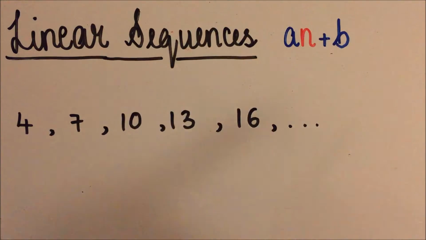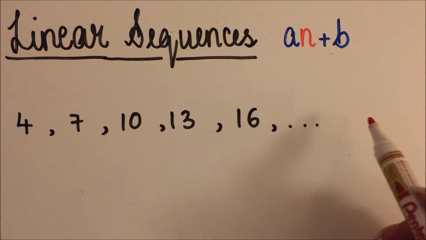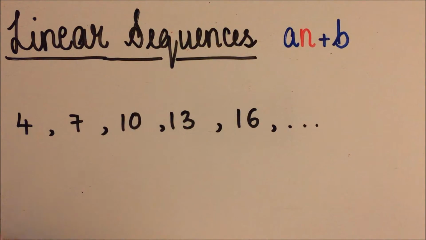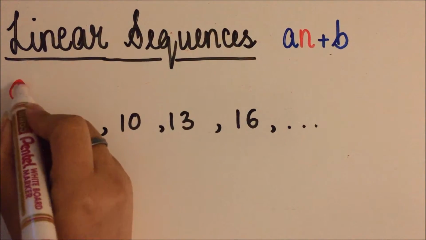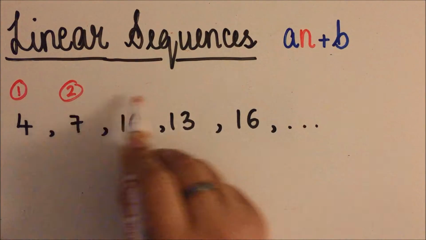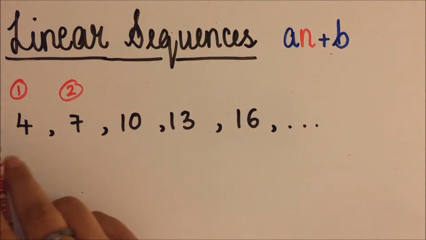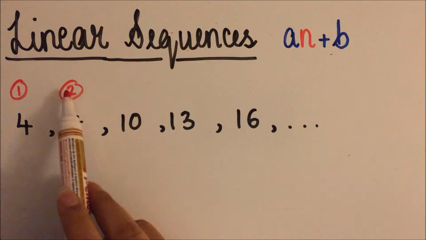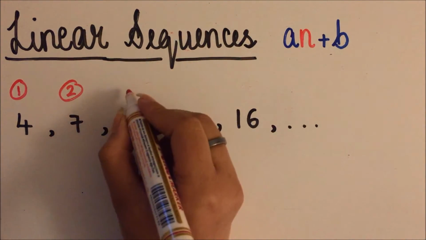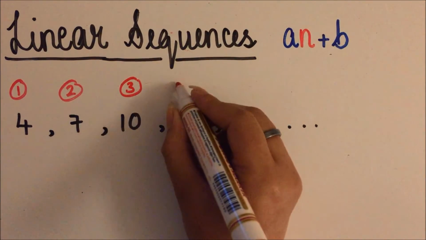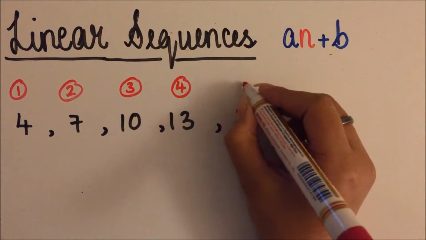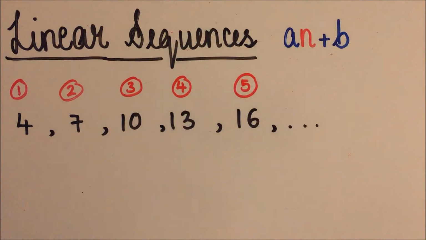So let's take a look at another example here. We'll use the same steps to find the formula for this sequence, and then we will find the 50th term of this sequence. So step number 1 is to write down numbers from 1 all the way to however many terms there are. So this is the term number to say, okay, 4 is the first term, 7 is the second term, and 10 is the third term, 13 is the fourth term, and 16 is the fifth term.